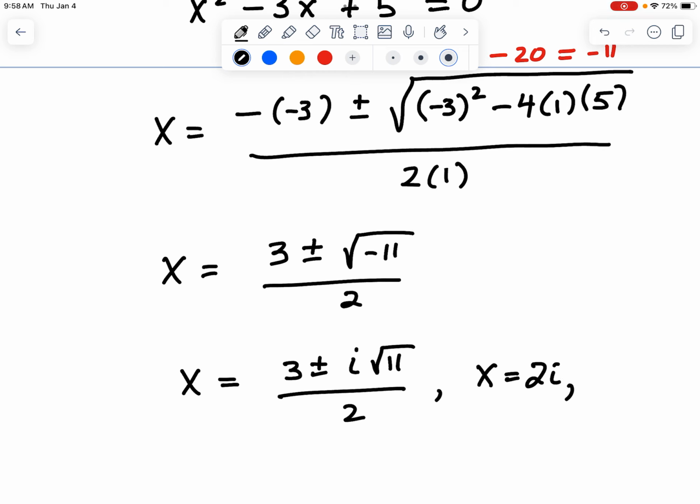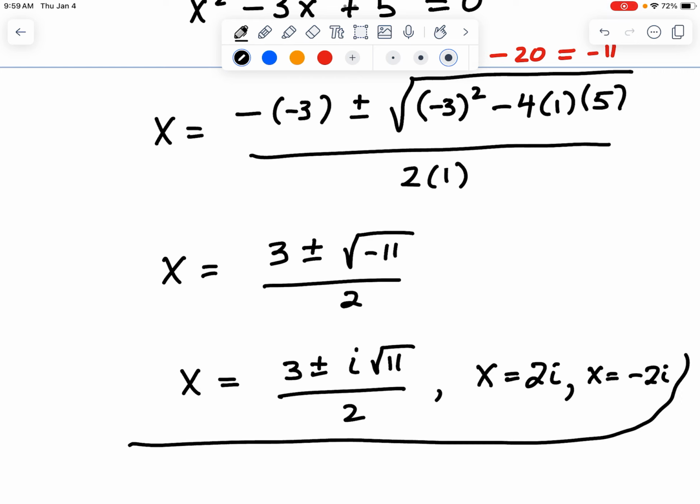And then complex roots always come in conjugates, so there's always the plus or minus i, just like right here. So there's also x equals negative 2i. So it seems that all of the solutions are imaginary numbers, but there are 4 solutions.